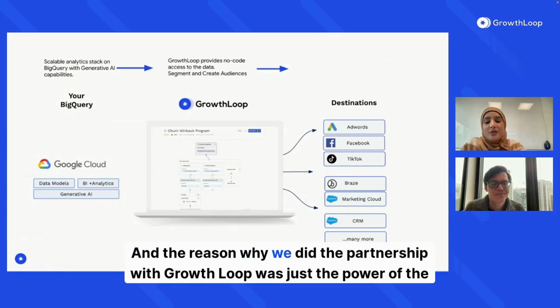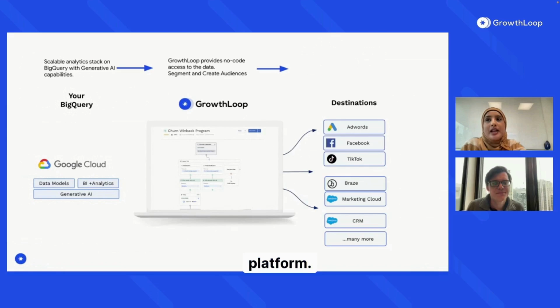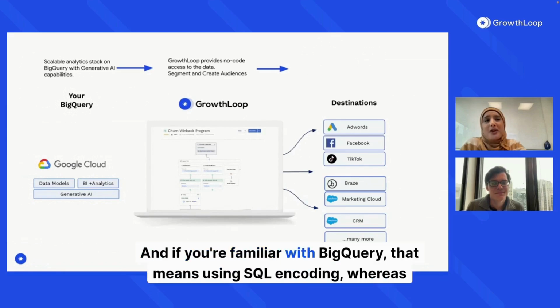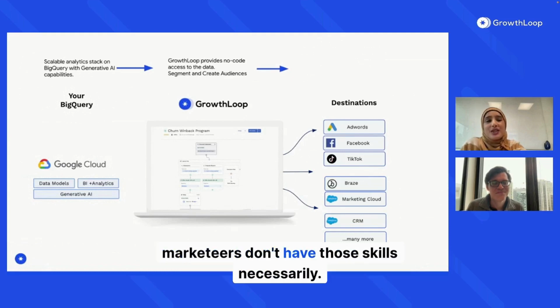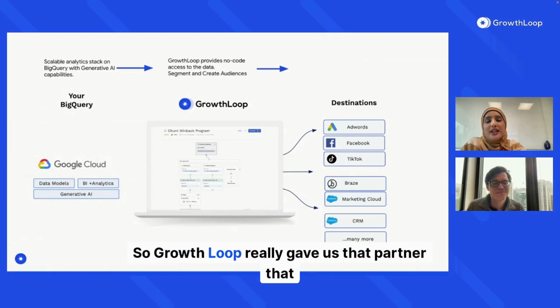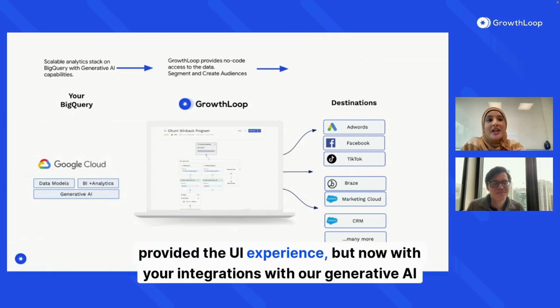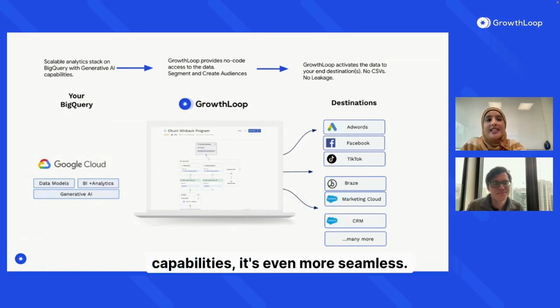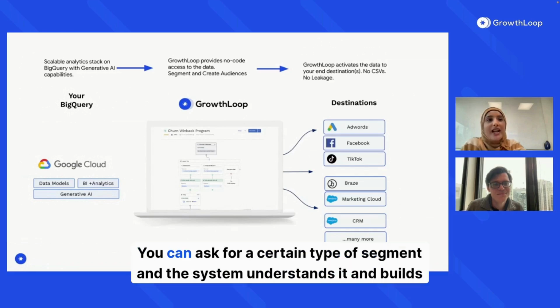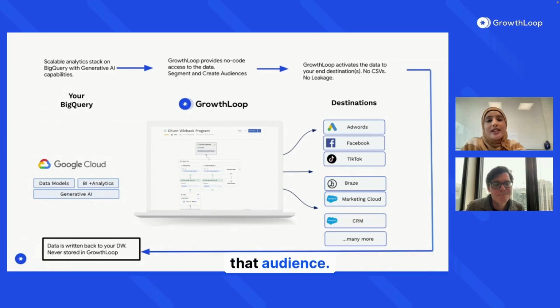And the reason why we did the partnership with GrowthLoop was just the power of the platform. We wanted to reach those marketeers, and if you're familiar with BigQuery, that means using SQL and coding, whereas marketeers don't have those skills necessarily. So GrowthLoop really gave us that partner that provided the UI experience, but now with your integrations with our generative AI capabilities, it's even more seamless. You can ask for a certain type of segment and the system understands it and builds that audience.